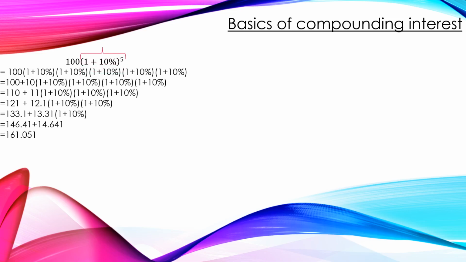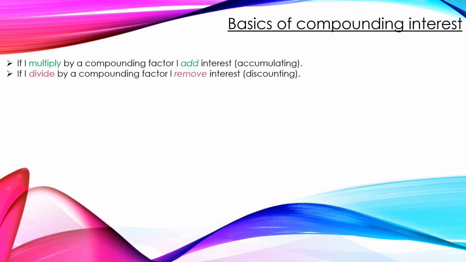So this 1 plus 10% to whatever power it is, it's called the compounding factor. This you guys will deal with a bit later, namely in second semester. But for now, it's good that you know what it is, because this compounding factor is basically, if you multiply by an interest rate, then you're going to add interest onto the amount that you had initially, and if you divide by that interest rate, you are going to remove interest, and that's what we call discounting.